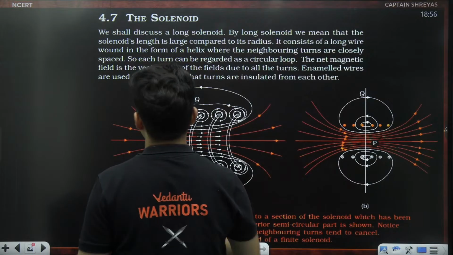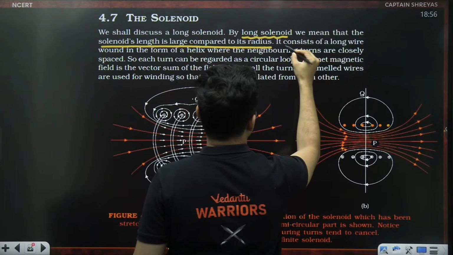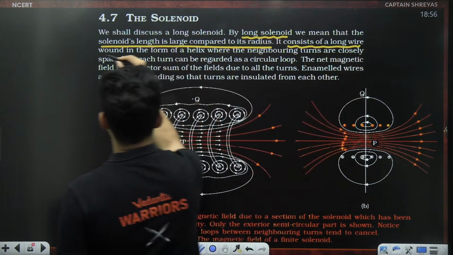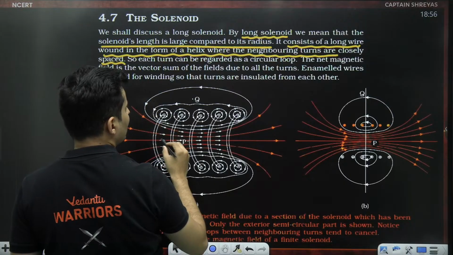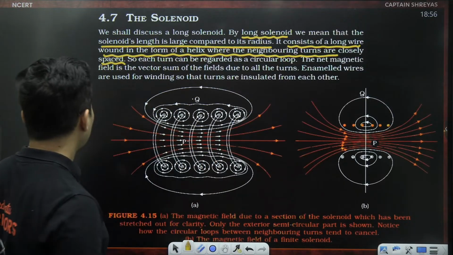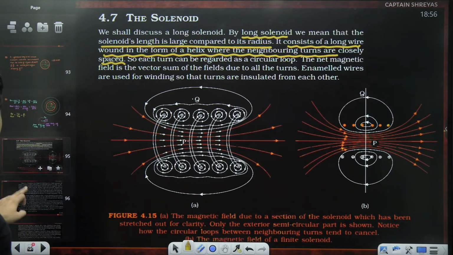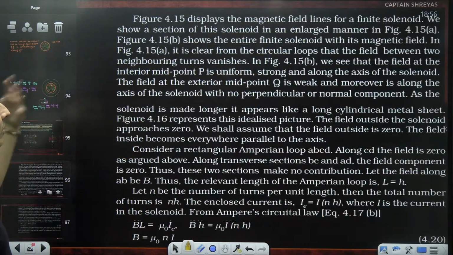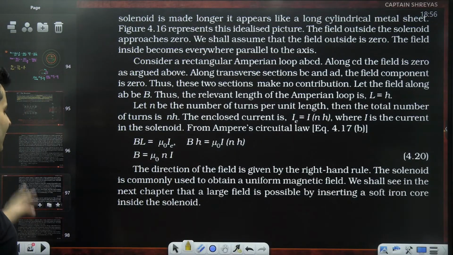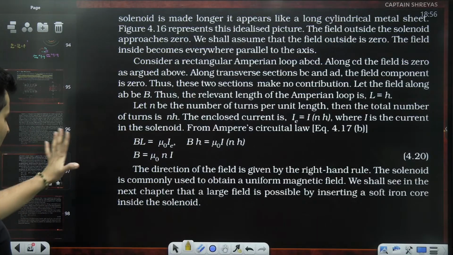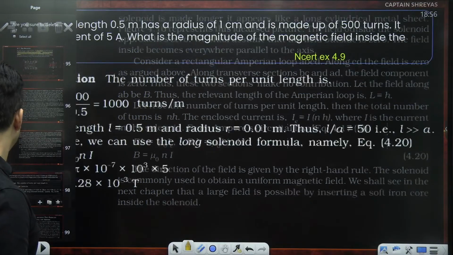By long solenoid we mean that the solenoid's length is large compared to its radius. It consists of long wires which are wound in the form of a helix, where the neighboring turns are closely spaced. So each turn can be regarded as a circular loop, and the net field is the sum of all the fields, and they are used basically as electromagnets. And then we have been asked to find out what is the magnetic field due to such a long solenoid. They have done this small derivation over here. So let's figure out how they have done this derivation.